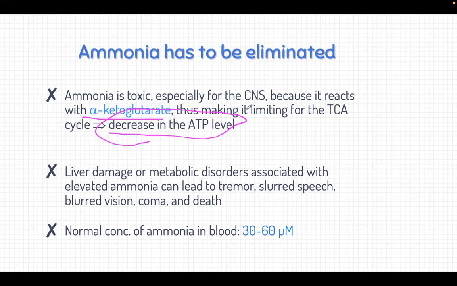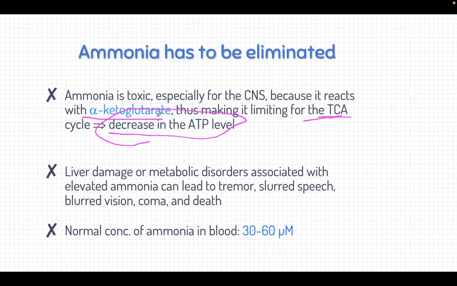Ammonia is toxic especially to the CNS because it reacts with alpha-ketoglutarate, thus making it limiting for the TCA cycle, and then magde-decrease yung ATP level mo. Imagine, pag decrease yung ATP level mo, walang ginagamit yung ating mga cells as an energy or the metabolic fuel, wala silang fuel to function. So, hindi lang po sa brain may mga effects si ammonia.